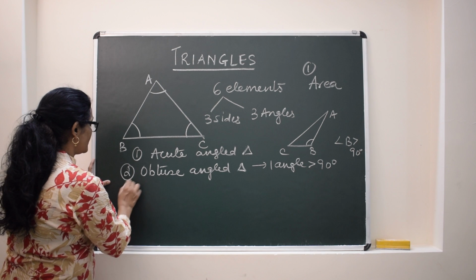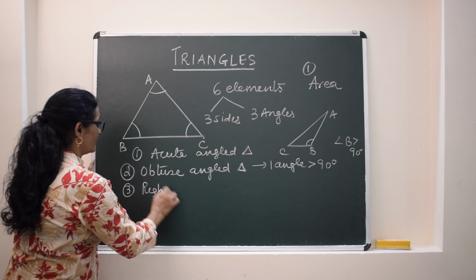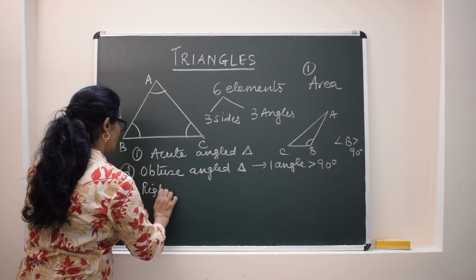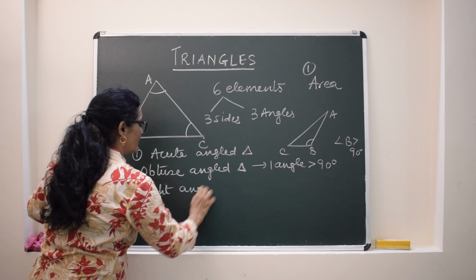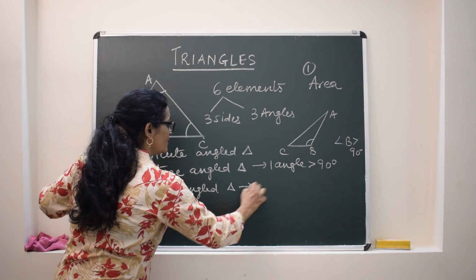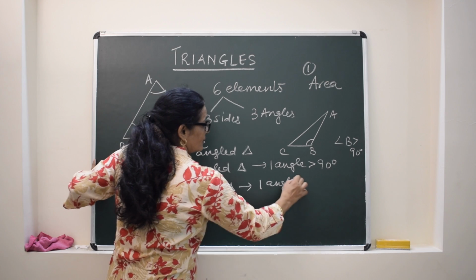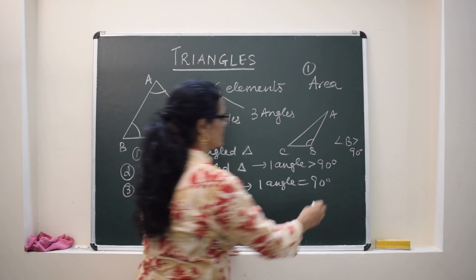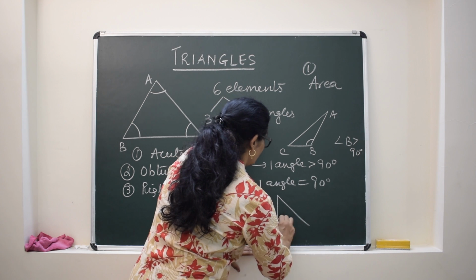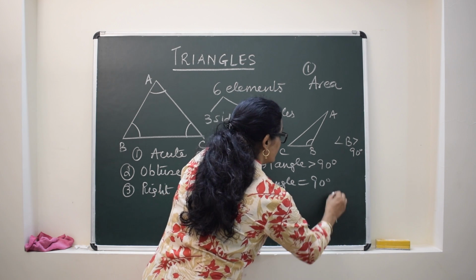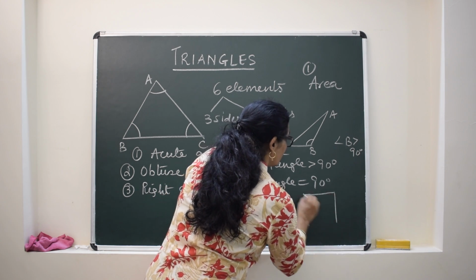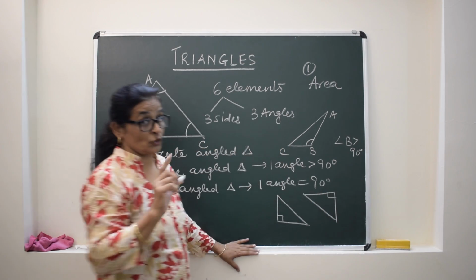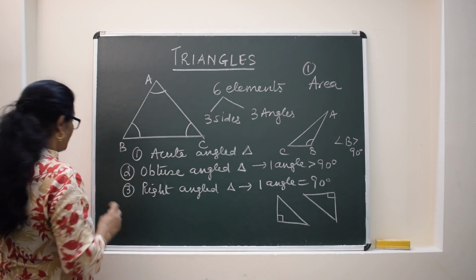The next is right angled triangle. A right angled triangle has one angle equal to 90 degrees. So a right angled triangle can be drawn like this or like this. One angle should be 90 degrees.